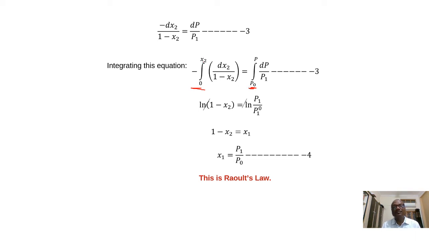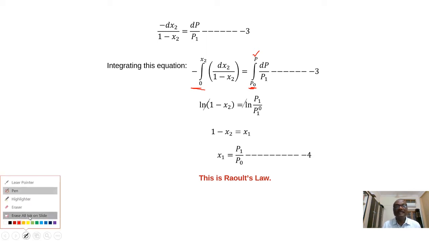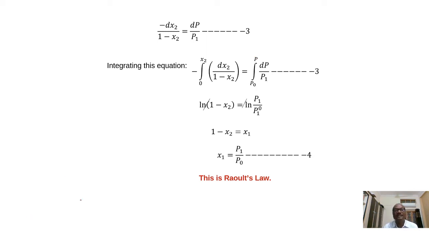When you add X2 moles of solute, the mole fraction of solute becomes X2 in that solution, and the vapor pressure of that solution becomes P. So what are the limits? The vapor pressure limits are P naught to P, whereas the mole fraction of solute limits are 0 to X2. Equation number 3 is integrated with these limits.